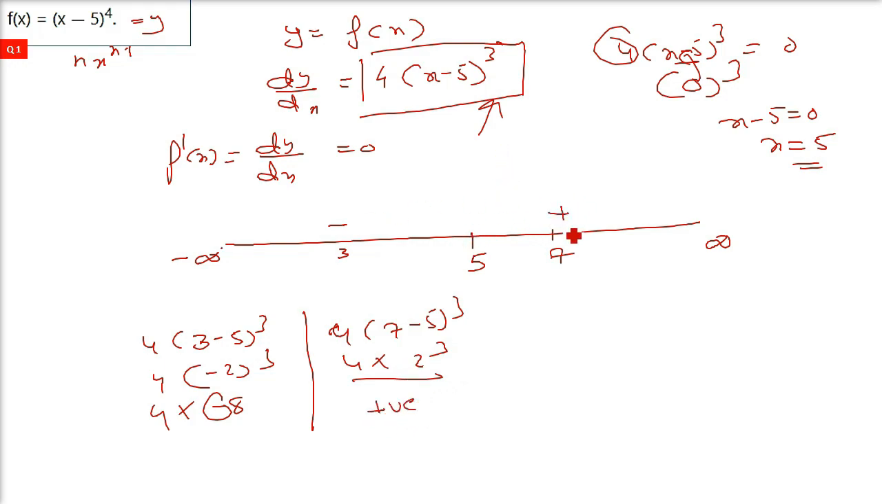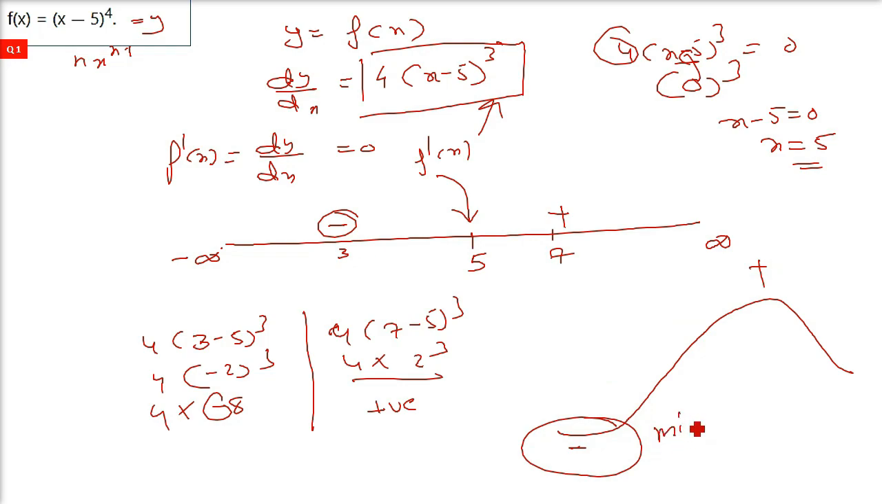So from negative infinity to 5 you got negative. From 5 till infinity you got positive. So I told you 5 is the critical point. On the left it is negative, on the right it is positive. That is, you are going from the lower part to the higher part, from negative to positive. So when you are going from negative to positive, that means you are on the minima. So this x equals 5 is nothing but the point of minima.